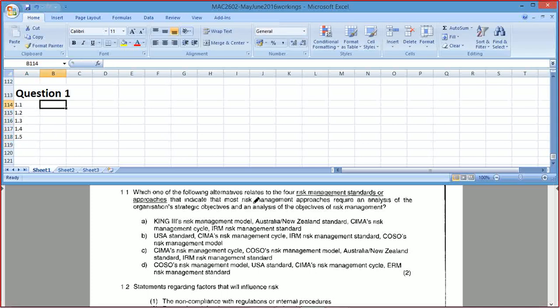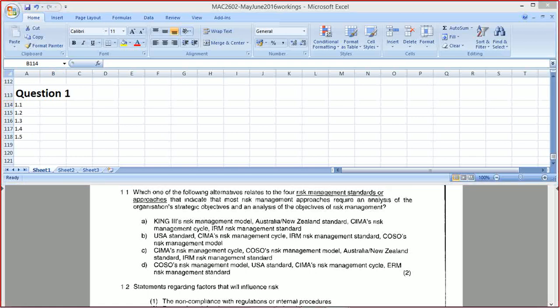Okay, number 1. Which one of the following alternatives relates to the 4 risk management standards or approaches? Okay, this was looking at the risk management chapter that we had at the end of the second textbook, where we had the Aussie New Zealand approach, we had the CIMA, we had the IRM, the Institute of Risk Management, and we also had the COSO, Committee of Sponsoring Organizations of the Treadway Commission. Okay, so risk management approaches.